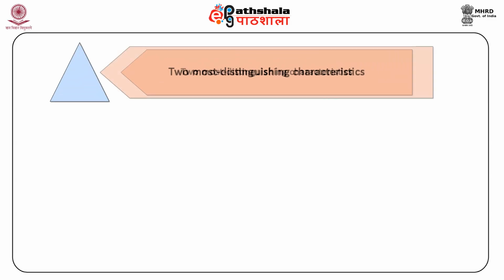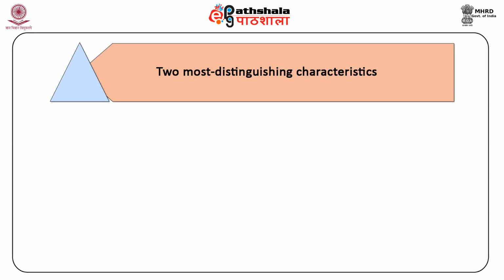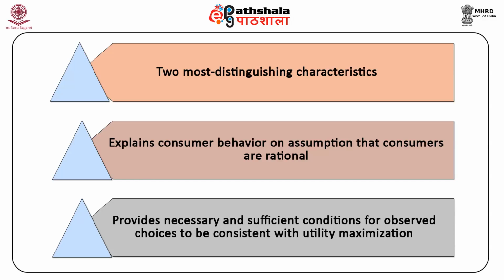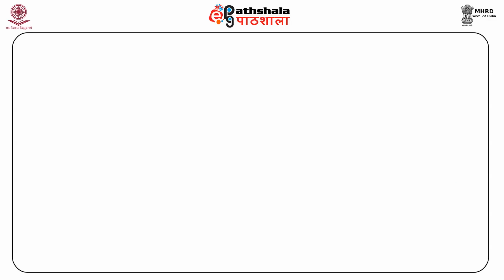Moreover, the two most distinguishing characteristics of revealed preference theory are as follows. 1. It offers a theoretical framework for explaining consumer behavior predicated on little more than the assumption that consumers are rational, that they will make choices which advance their own purposes most efficiently. And second, it provides necessary and sufficient conditions which can be empirically tested for observed choices to be consistent with utility maximization. Let us learn the assumptions of the revealed preference theory.